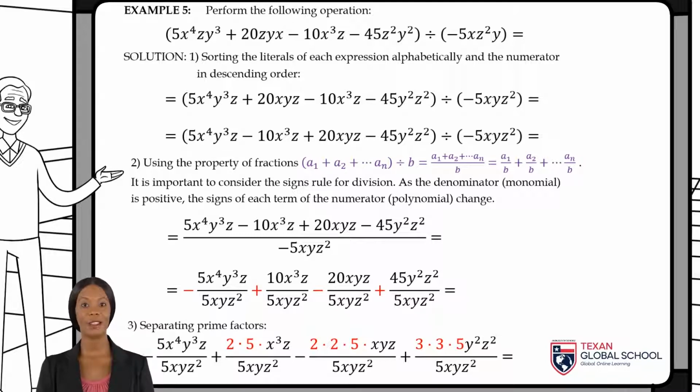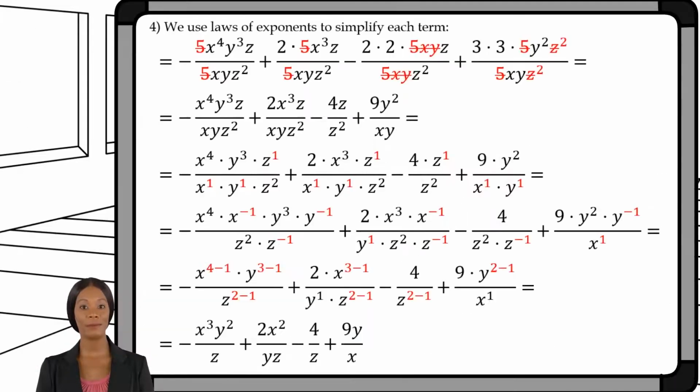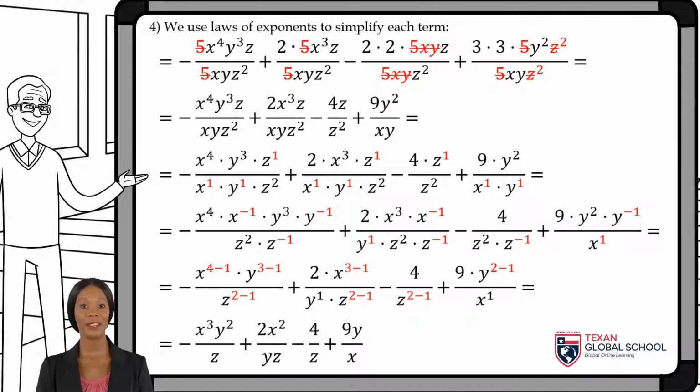After separating each term divided by the monomial, and changing the signs, we separate prime factors to identify equal bases. The 10 in the second term, for example, is separated as 2 times 5. The 20 in the third term is separated into the prime factors 2 times 2 times 5. And the 45, as 3 times 3 times 5. Then, we apply the laws of exponents to simplify each term separately.